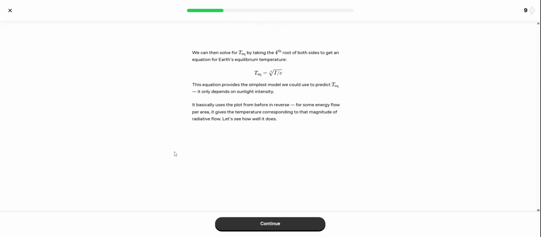We can then solve for T_EQ by taking the fourth root of both sides to get an equation for Earth's equilibrium temperature. T_EQ equals I divided by C, all to the power of 1/4. This equation provides the simplest model we could use to predict T_EQ, since it only depends on sunlight intensity. Overall, it basically uses the plot from before in reverse. For some energy flow per area, it gives the temperature corresponding to the magnitude of radiated flow. Now let's see and observe how well it does. So I'll click continue here.